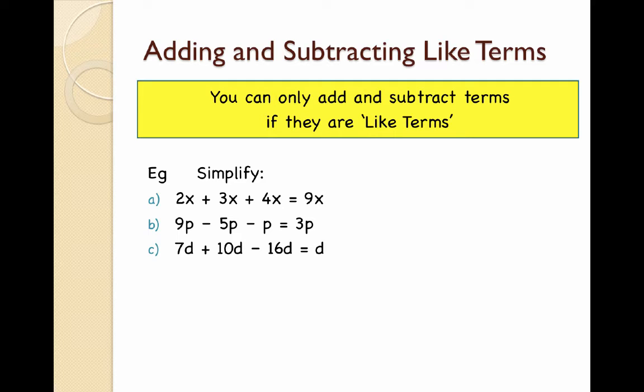Now those letters, the x, the p, and the d, they stand for numbers that we don't know. We don't need to know what they are just yet. For right now, we're just trying to simplify.